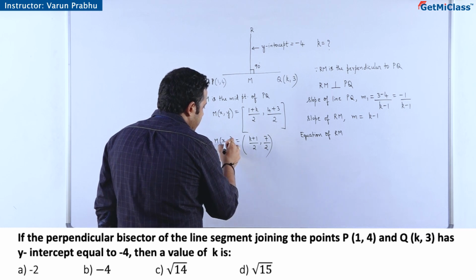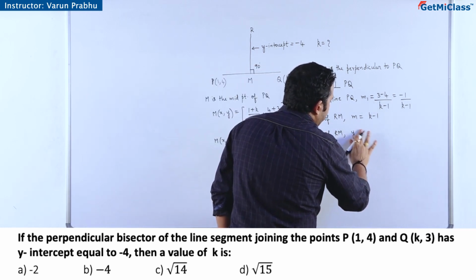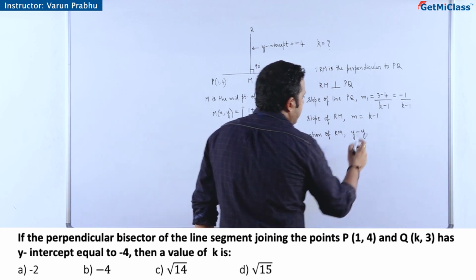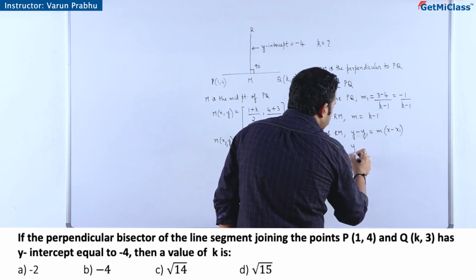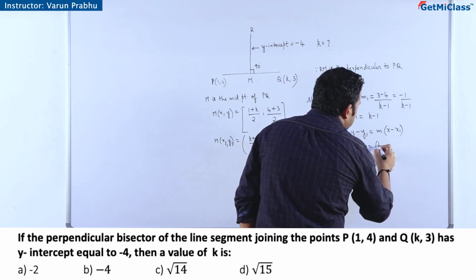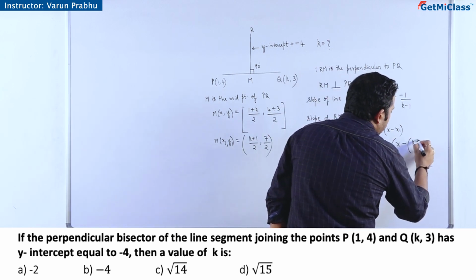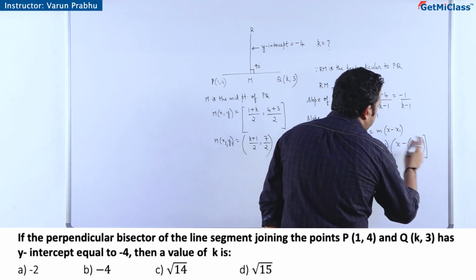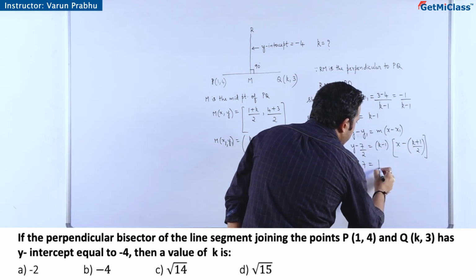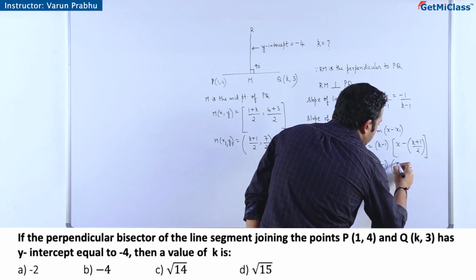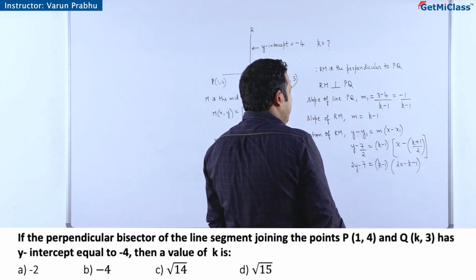I'll call this point x1, y1. The equation of RM will be y minus y1 is equal to m into x minus x1, correct? y minus 7 divided by 2 is equal to k minus 1 into x minus (k plus 1) divided by 2. So what answer do we get? 2y minus 7 is equal to k minus 1 into 2x minus k minus 1, correct?